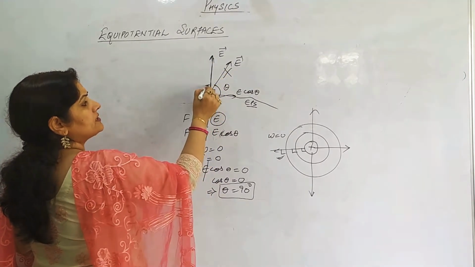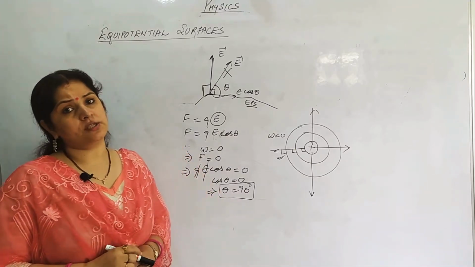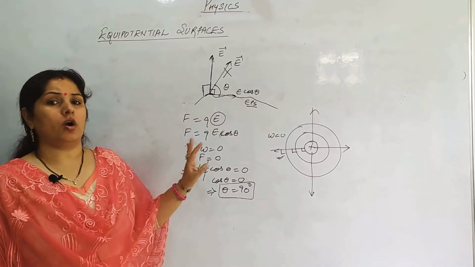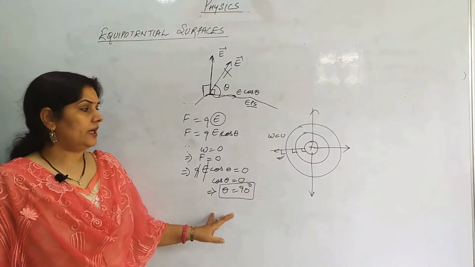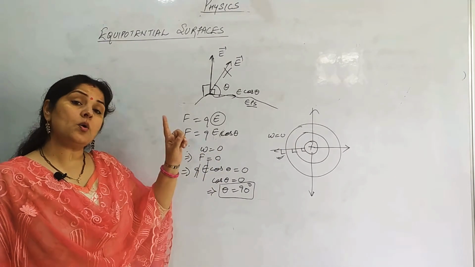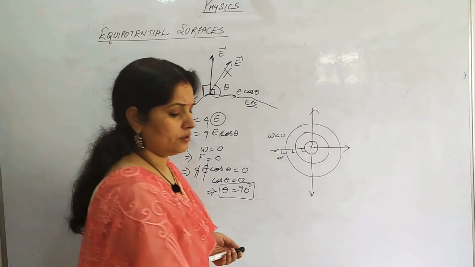Electric field will always lie at an angle of 90 degrees to the equipotential surface. That we need to consider always. In case you are asked to prove it, you can always prove it this way. Right? Force will be 0 because the work done on an equipotential surface is 0. Right? Proceeding to the next feature.